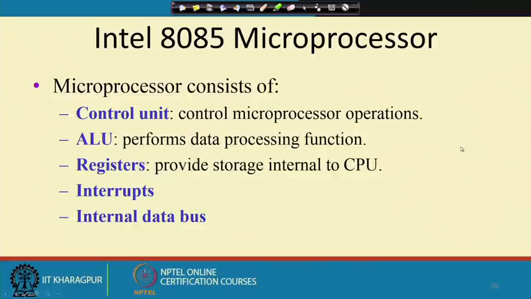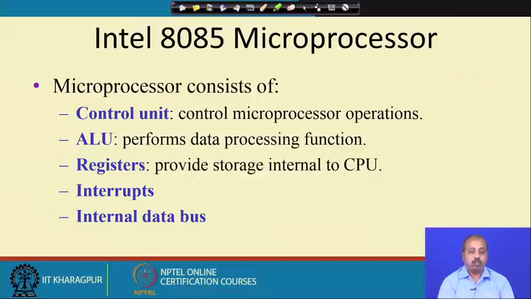So, if we summarize, this microprocessor consists of control unit, ALU, registers, interrupts and internal data bus. Out of that, the control unit will control the total operation of the microprocessor. The ALU will perform data processing functions. So, whatever arithmetic and logic operations are necessary, that will be done by the ALU.